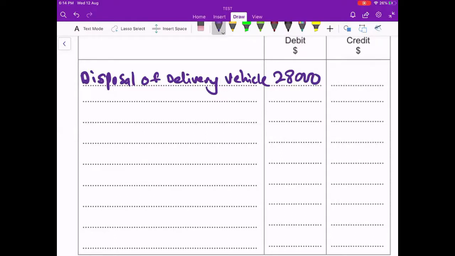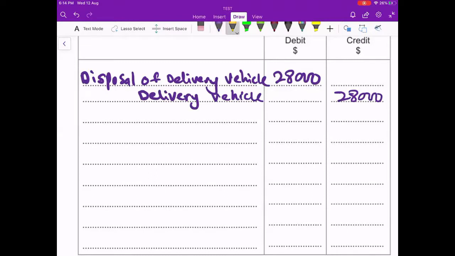Okay, next one. Credit will be delivery vehicle. You know, right? If it is a credit, you must give a gap. Whatever you write in the credit must give a gap. Normally, what I do, I put two fingers there, so that's my gap of two fingers, and then I write delivery vehicle, 28,000. This is step number 1. I believe everyone got this one correct.